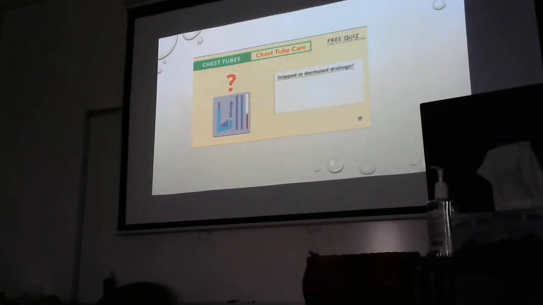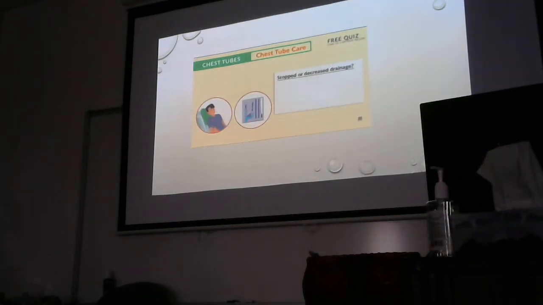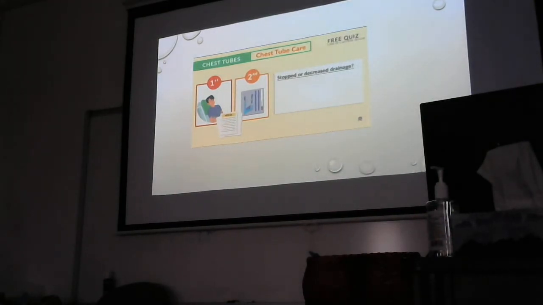Okay, now what do we do for stopped or decreased drainage? Say the patient has consistent output for the entire shift, and then all of a sudden, a few hours ago, the drainage stops. Well, question for you here. Do we assess the patient first or the chest tube first? Well, always assess the patient first and machine second. That's always on the NCLEX and exams.